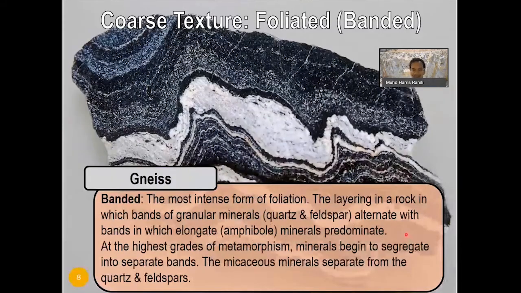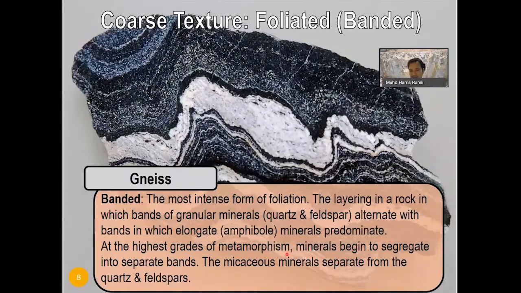So the next one is banded. This is the most intense form of foliation. You can see here, this is what we call banded. This is layering of the rock. Since this rock is formed from minerals, right, within these minerals it is subjected to heat and pressure. So the most intense form of foliation is the layering in a rock in which bands of granular minerals, quartz and feldspar, alternate with bands in which micaceous minerals predominate.